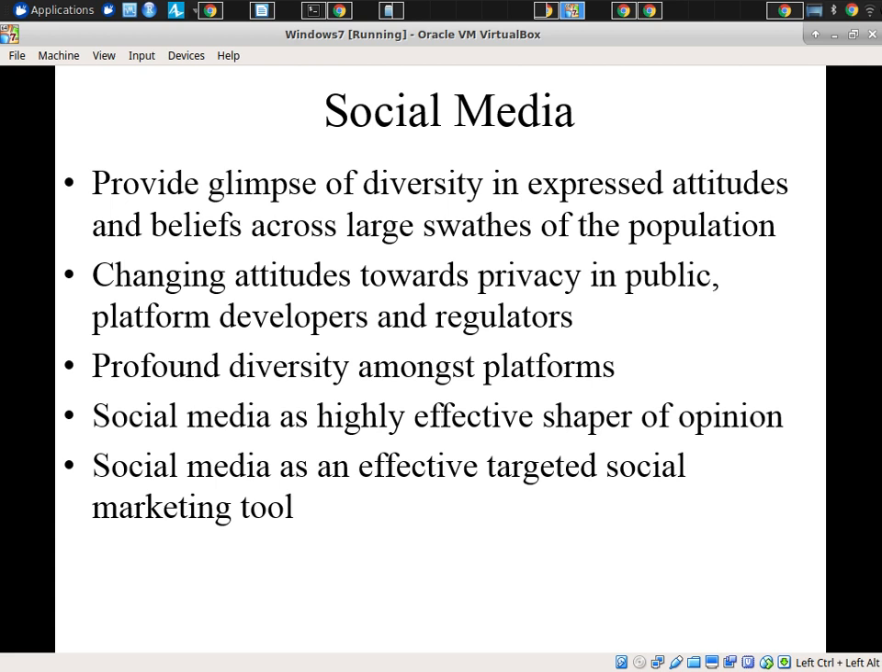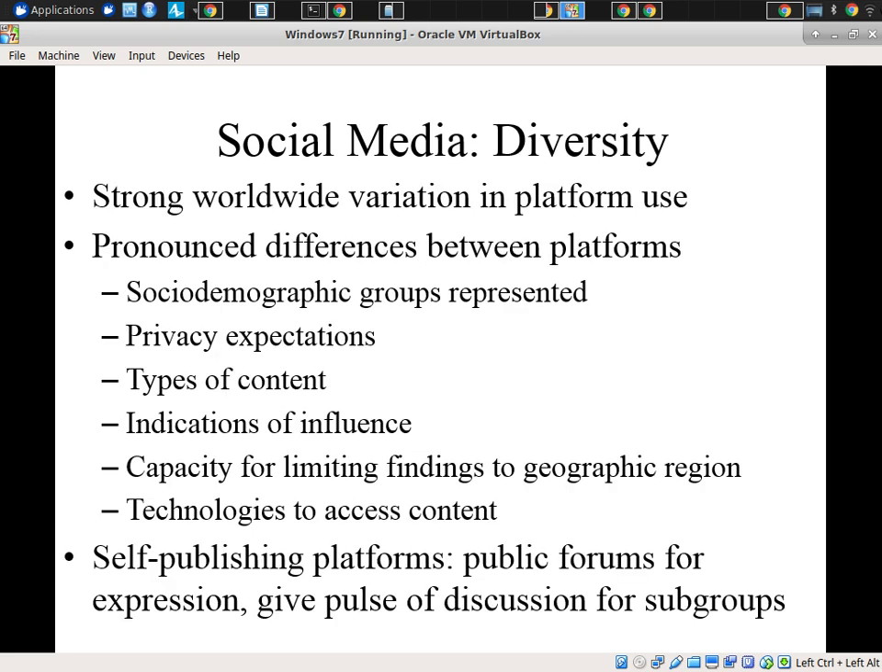There's profound diversity amongst the different platforms, and social media is notable as, again, a mirror of our situation in the world, because what we post on there, our digital shadow, as it were, highlights our situation in the world, but it shapes our opinion. And it's effective as a targeted social media tool as well, or social marketing tool, and in fact, product marketing. There's really a strong worldwide variation in platform use.